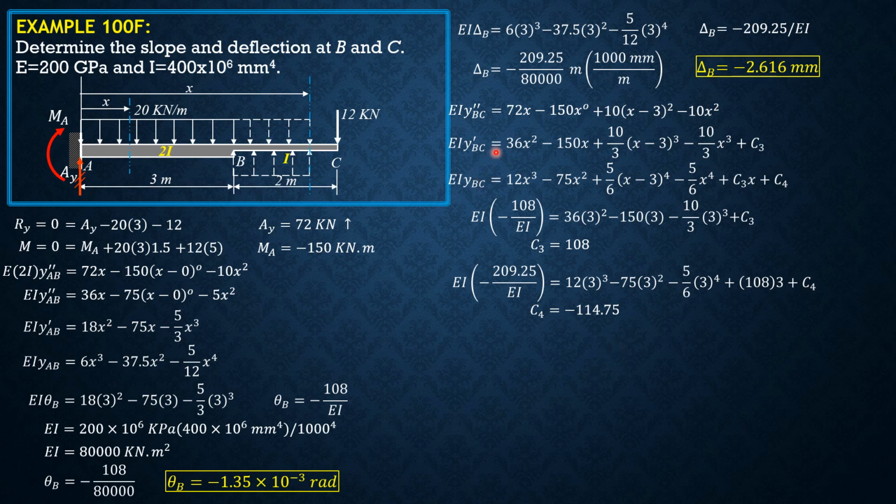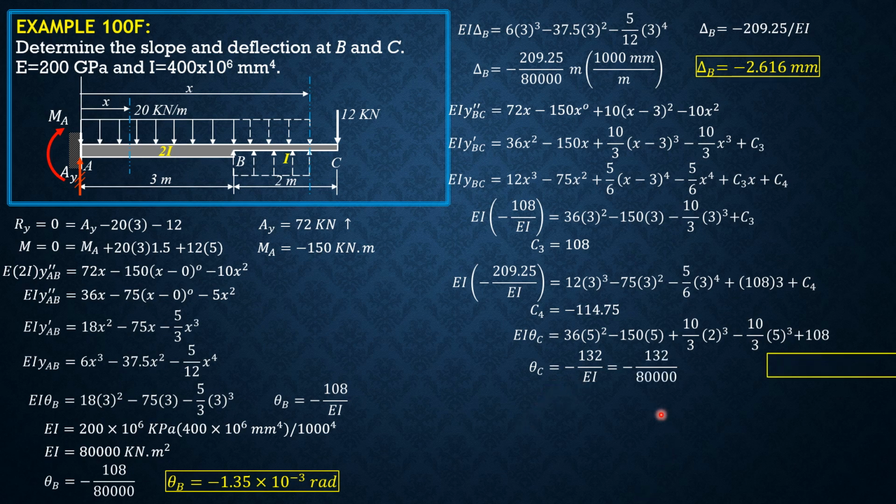So we can now compute theta C in this equation here because c sub 3 is found, 108. So EI theta C equals 36 times 5 squared minus 150 times 5 plus 10 thirds times 2 cubed minus 10 thirds times 5 cubed plus 108, or plus c sub 3. So theta C is equal to negative 132 over EI, negative 132 over 80,000. So that would be equal to negative 1.65 times 10 to the negative 3 radians.